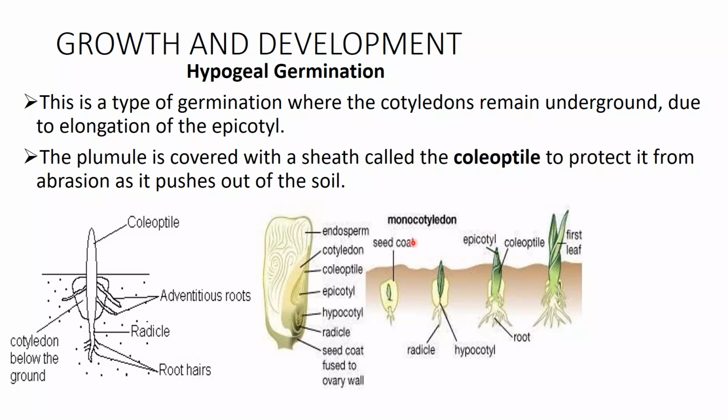Okay, so the main difference is the cotyledon remains on the ground in hypogeal germination, while in epigeal the cotyledon comes out of the ground. The other difference is that hypogeal germination is facilitated by the elongation of the epicotyl, while epigeal is facilitated by the elongation of the hypocotyl.